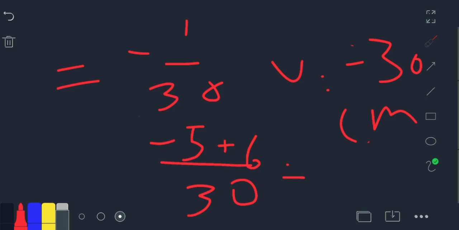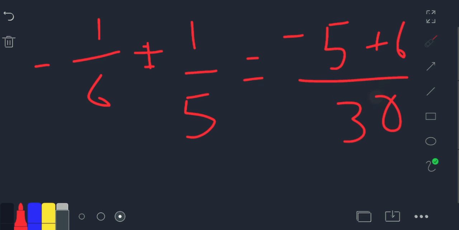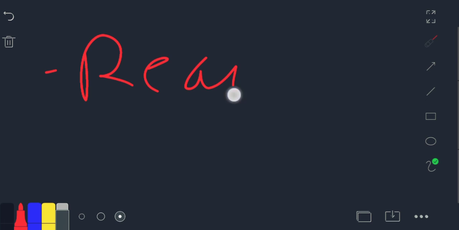We can do it with cross multiplication also. So 1 upon v is equal to minus 1 upon 6 plus 1 upon 5, which is (6 minus 5) upon 30, equal to 1 upon 30. So v is equal to 30 centimeter. What will be the nature of the image? As it is in the minus direction, the nature of the image will be real and inverted.